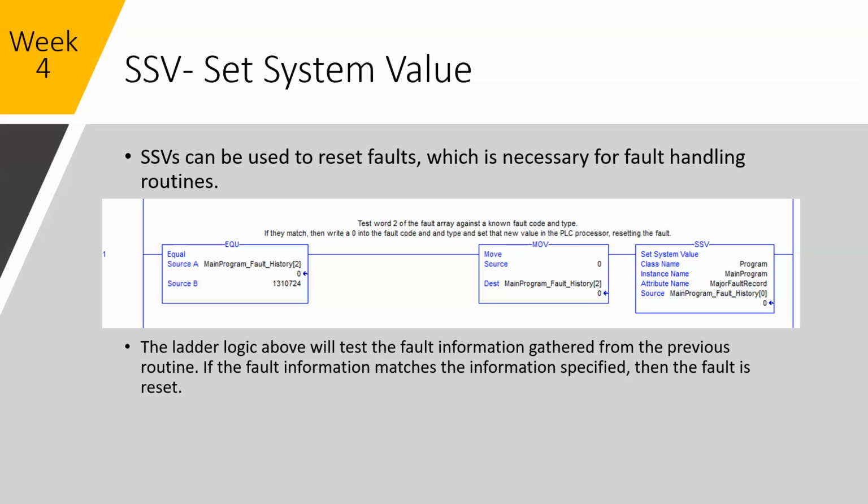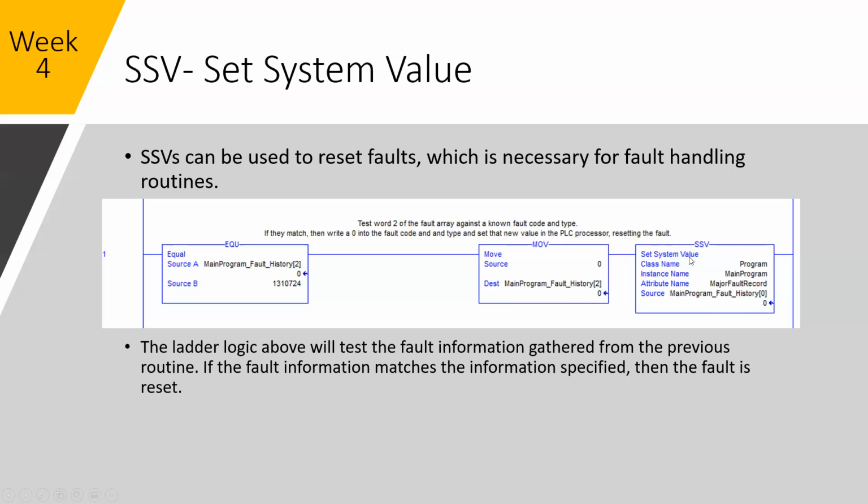Does that help? Yeah, I thought the move command itself would set the system value, because technically the move command is moving a value 0 into the data array. So then that technically is the resetting of the value, right? So it moves the 0 into the data array. That's correct. But the data array isn't in the processor. The set system value would then take that 0 and push it into the system value. So that would clear the fault.